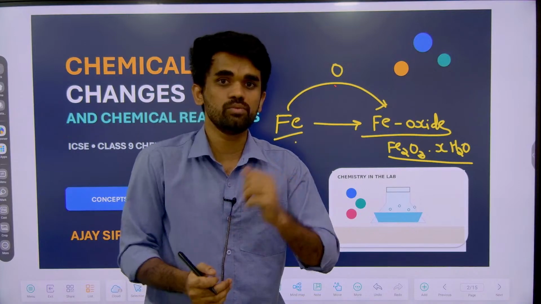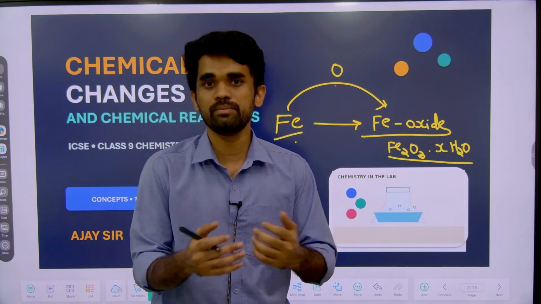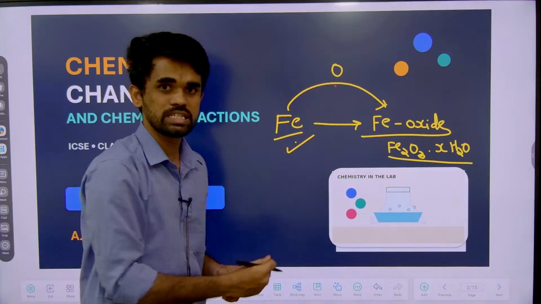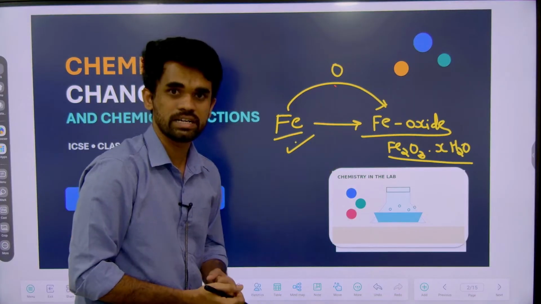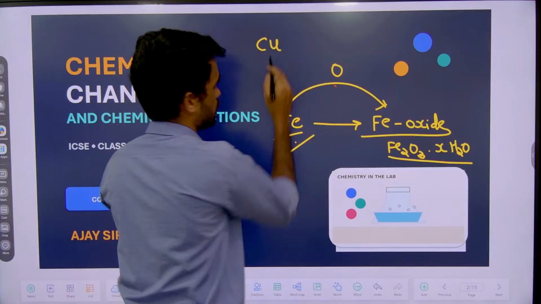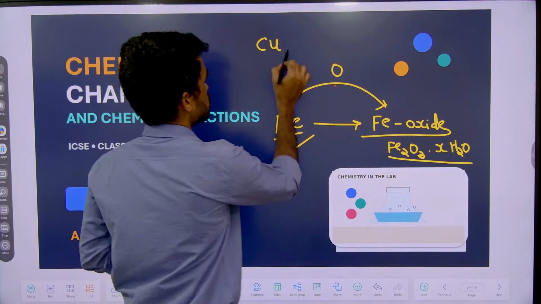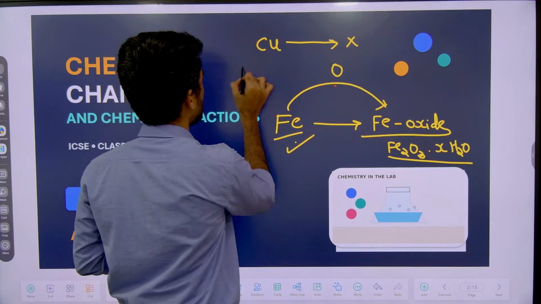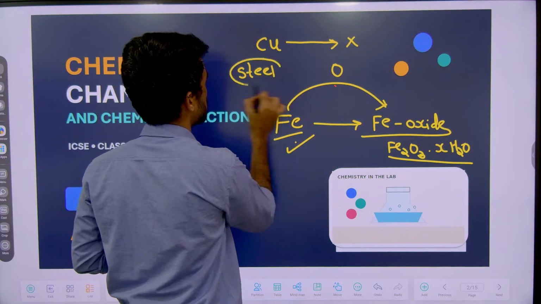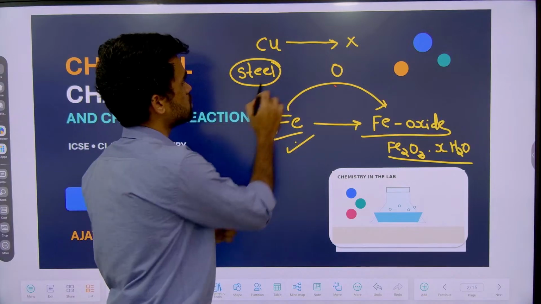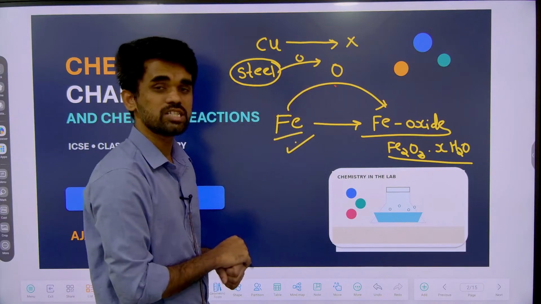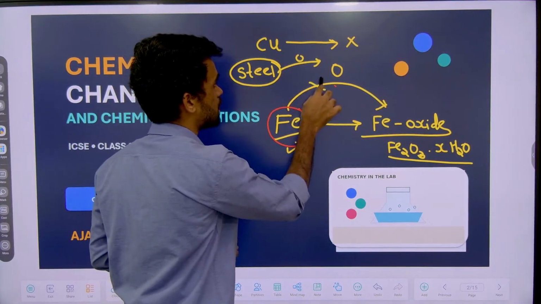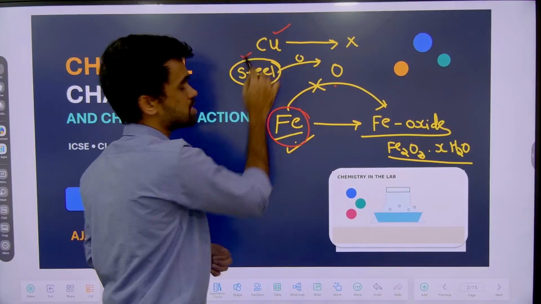Now you may also get one more doubt: sir, not all metal items get rusted, only a few. For example, iron utensils sometimes get rusted. But copper metal utensils won't get rusted as easily as iron. Or take stainless steel, which is nothing but an alloy. It won't get damaged by oxygen when exposed to the atmosphere. What is the reason here? Iron has more chemical reactivity compared with copper and steel.